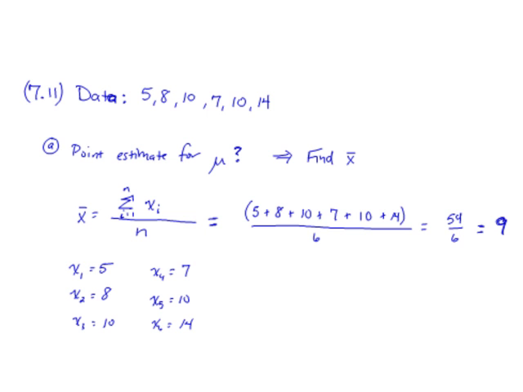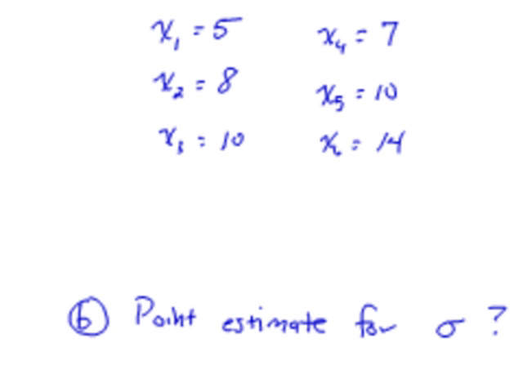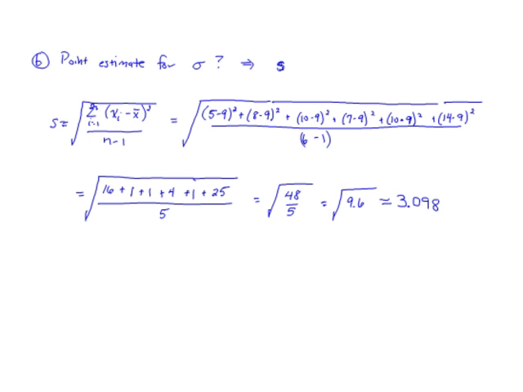Next we move on to part B, which is going to be asking for the point estimate for sigma. So little sigma is the symbol we use for population standard deviation. To estimate that, we are going to use little s. Little s is the sample standard deviation. Its formula is a little more complicated, but still not too bad. We have everything underneath a square root symbol. Here we're taking positive square roots, not negatives.